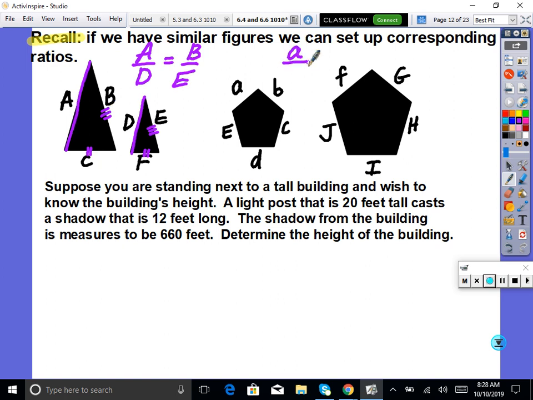A over F would equal? Sure, B over D. That is true. Does everybody see how they got that? They just set up a ratio of corresponding sides. Okay, great. So we're going to actually use that idea for this problem.